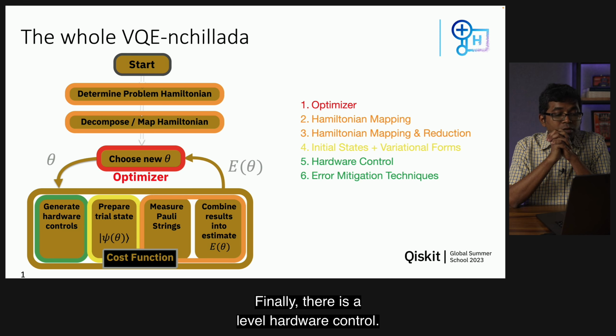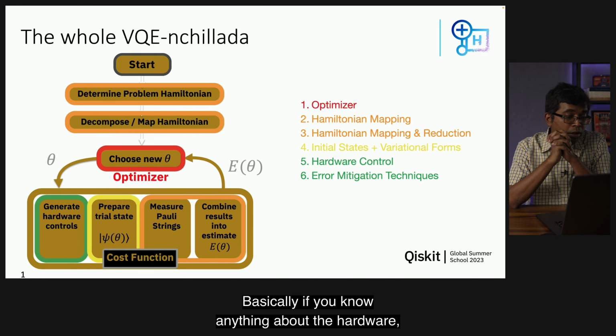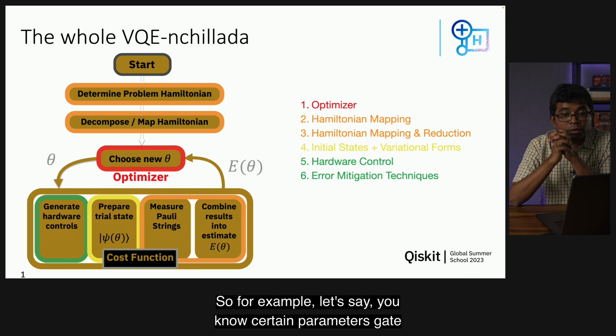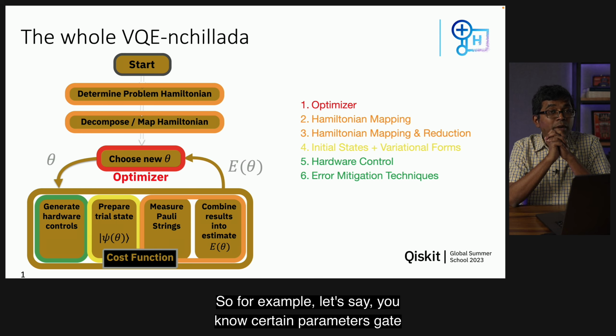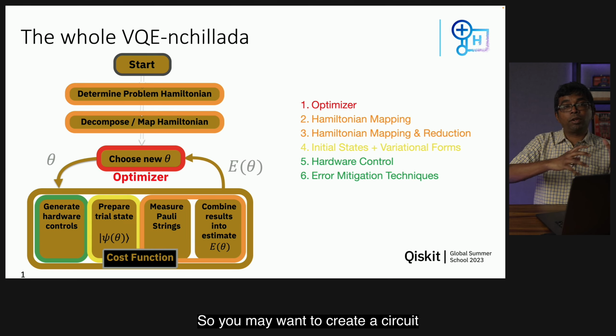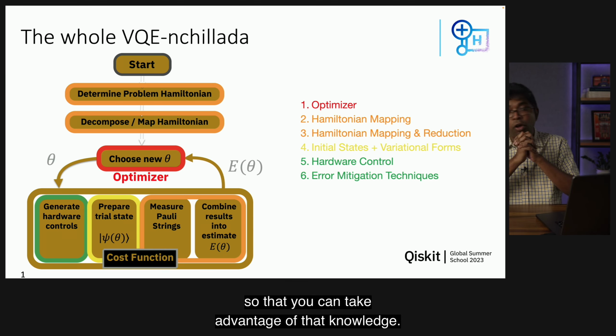Finally, there is a level of hardware control. Basically, if you know anything about the hardware, you may want to take advantage of that. So for example, let's say you know certain parametrized gate performs on the hardware better than other sets of parametrized gates. So you may want to create a circuit so that you can take advantage of that knowledge.